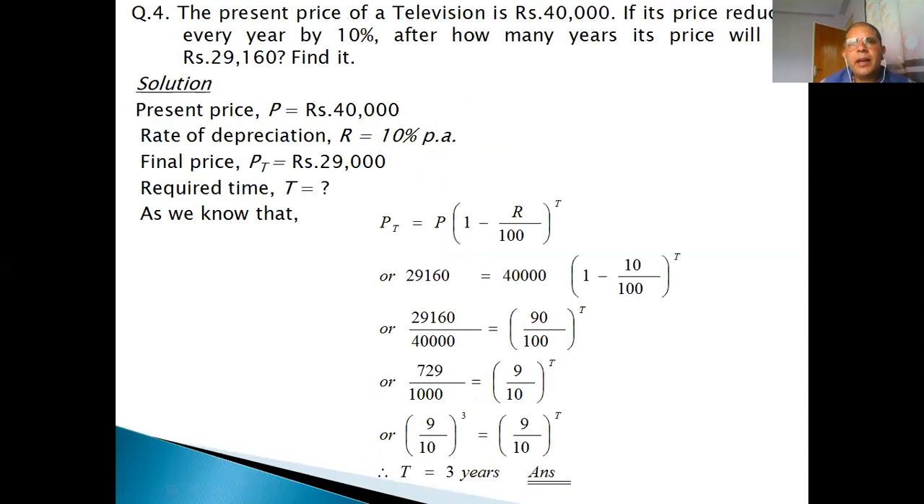Now, the present value of our television is rupees 40,000. If its price reduces every year by 10%, after how many years will its price be rupees 29,160? This is also the same, but in this question time is asked. So P is 40,000, R is 10%, PT is 29,160, and T is how much? You can do it yourself. I'm not going to describe this question. It's very simple, but at last, don't be confused.